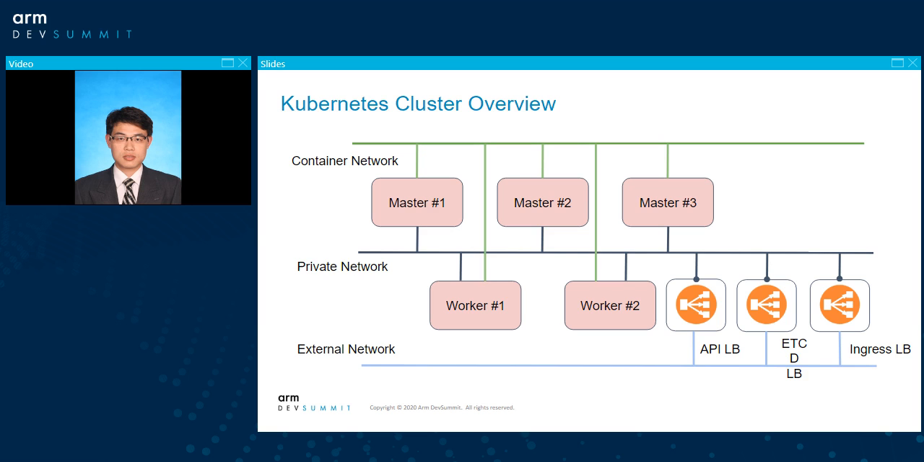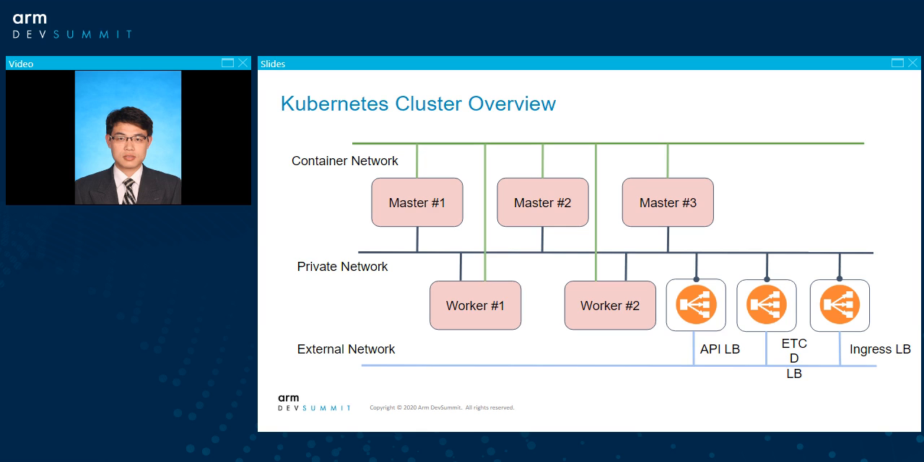The other one is a private network. This one is for the cluster node internal traffic, because each of them are in the same private network, and the cluster nodes are based on this network. It is the fundamental network for all the virtual machines running the Kubernetes components. And the last one is the external network, which is for external access.